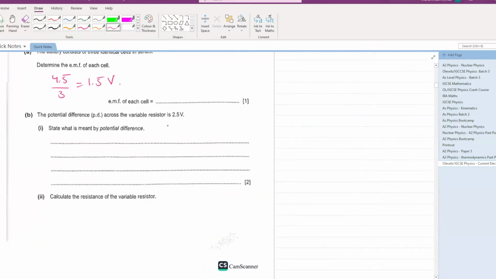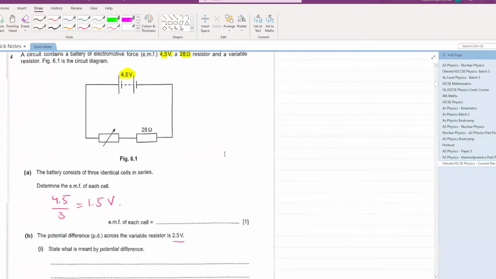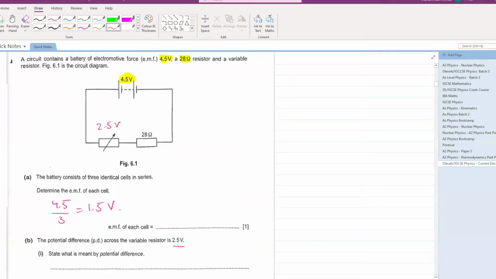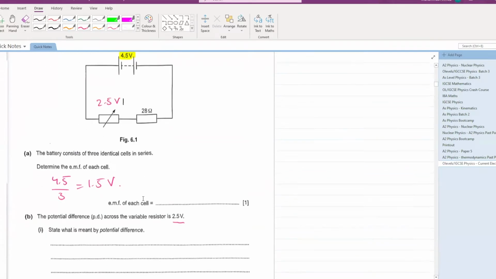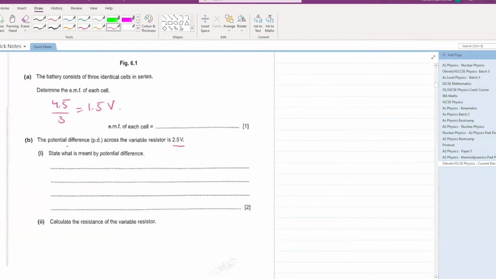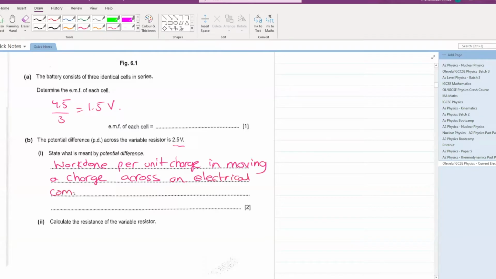The potential difference across the variable resistor is 2.5 volts. Okay. So 2.5 volts is being received by this variable resistor. Okay. Let's further move ahead. State what is meant by potential difference. Very, very easy. Work done per unit charge in moving a charge across an electrical component. Simple.